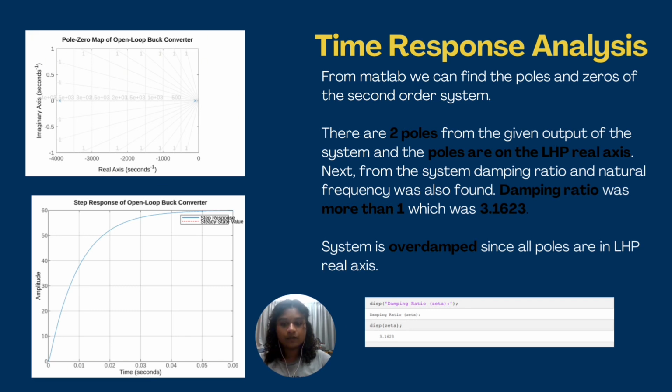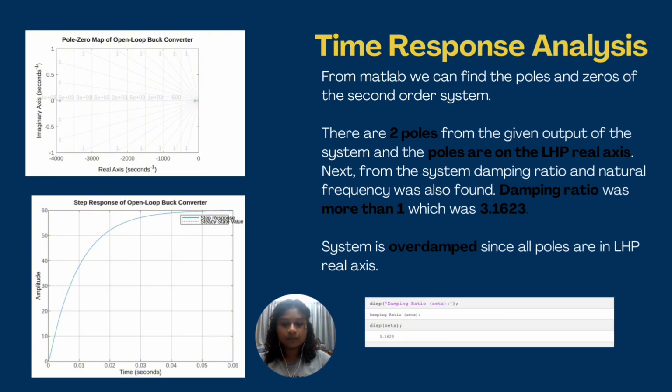In MATLAB, we can find the poles and zeros of the second order system from the transfer function, which can be obtained from the circuit using the appropriate formulas. Looking at the pole zero map, we can see that the system has two poles and the poles are on the left half of the real axis. Damping ratio and natural frequency can also be found from MATLAB, provided the proper code is written.